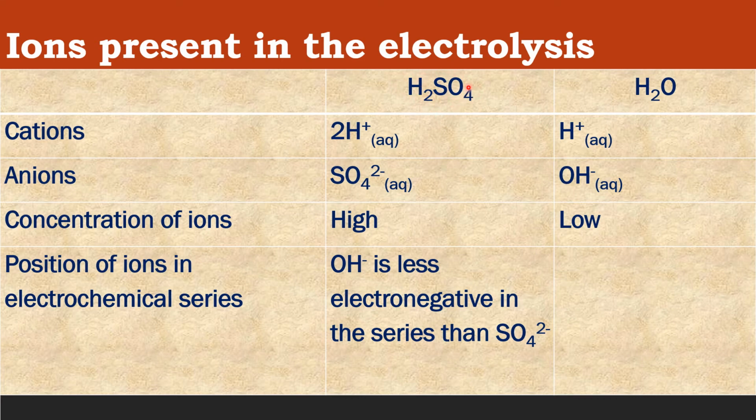So concentration now, because the concentration of H2SO4 will be higher than that of H2O, we say the ions produced by H2SO4 are more concentrated than the ions produced by H2O, and therefore, what about their position? OH- is less electronegative in the series than SO4 2-, I beg your pardon. But for the cations, we have hydrogen ion, of course, which is the same thing.